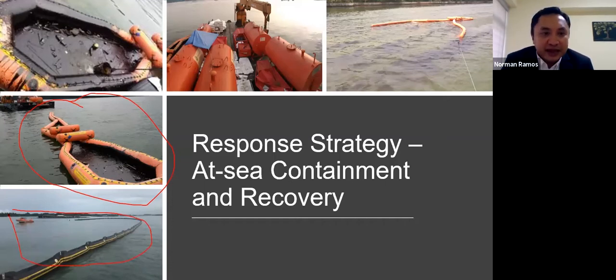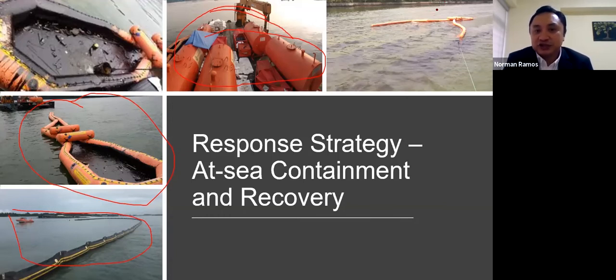Another important aspect that we consider during our at-sea containment and recovery is that we use a lot of waste containers like these waste tanks, as you can see in this photo. We use a lot of these because we expected a lot of oil floating at sea. We don't want to have any hassle or downtime during the operations, so we ensure that we have sufficient waste tanks.